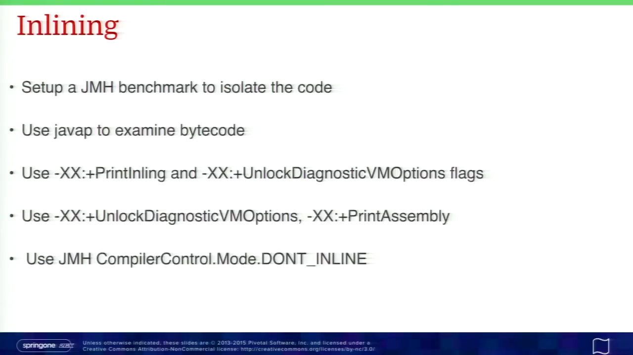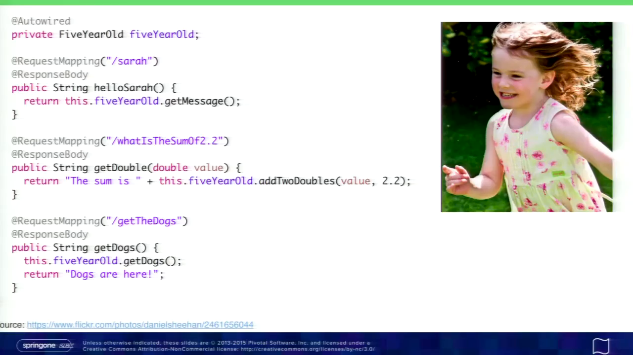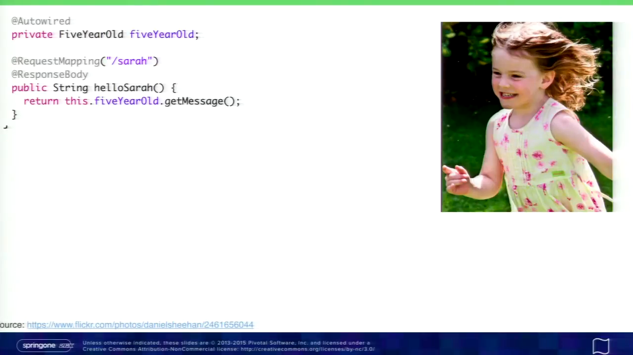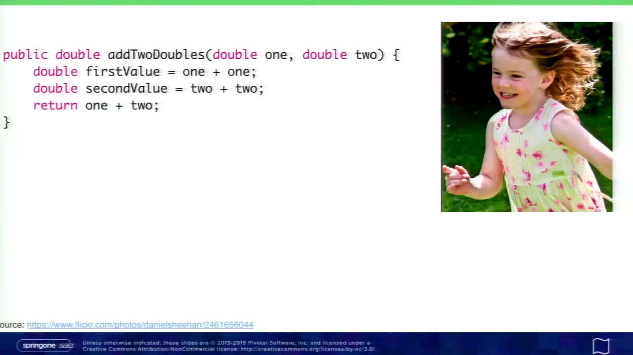All right, so we fixed the method. It's running a lot faster. That's good. And then suddenly it gets slow again. So this time I'm just going to ask Sarah, what are you doing before you do your addition? And Sarah says, well, I like to practice my addition, so I'm adding 1 plus 1, then I'm adding 2 plus 2, and then I'm doing the addition that you want me to do, which is 1 plus 2. So this is a good time to talk about dead code elimination.